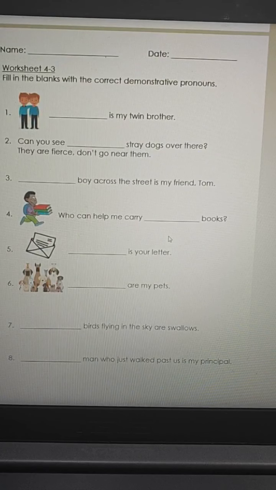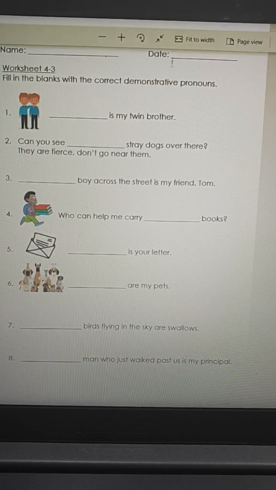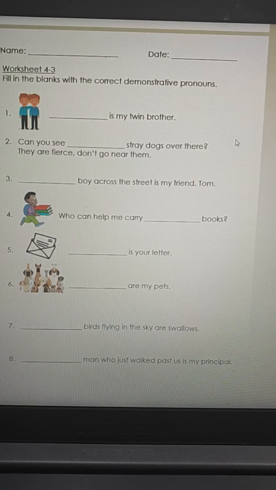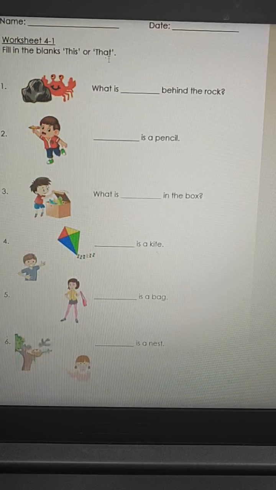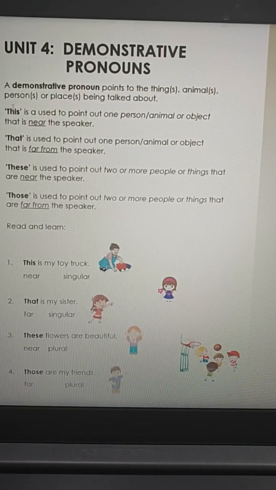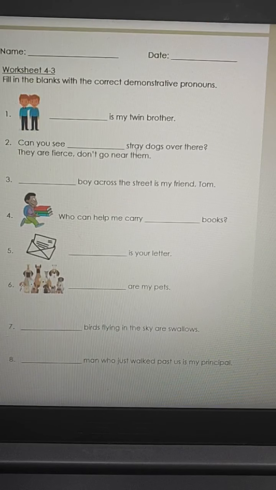And for the last page, write your name and the date. And we have to fill in the blanks with the correct demonstrative pronouns. So you have to fill in with these, that, these, or those. Okay, if you forget the spelling, you can refer to the first page, page 60. Okay, this, that, these, and those. So these 4 are demonstrative pronouns that you have to use for this page.